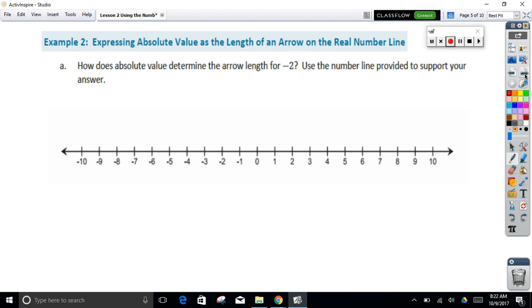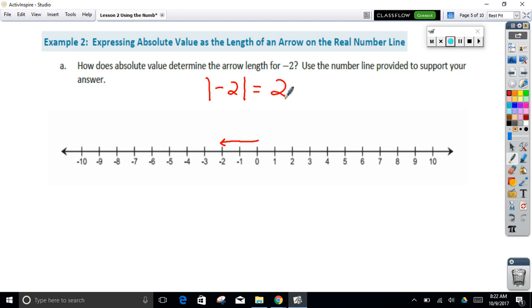So if we were to draw an arrow to represent -2, what would that look like? Volunteer? Irene? You would go from 0 and go 2 over to the left. Okay, so we would go from 0 over to the left, -2. Now, what is the length of that arrow? Reagan, what would you say the length of that arrow is? 2. It's 2 units. So the absolute value of -2 is just 2.